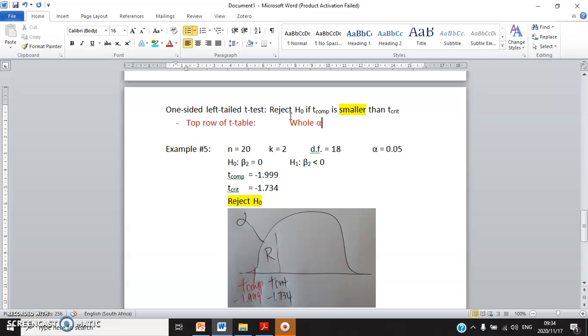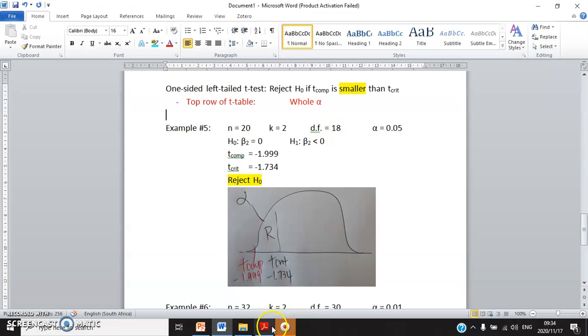one-sided right tail test. So for one-sided left tail test, we reject the null hypothesis if computed t-stat is smaller than the critical t-stats. And again, since it is a one-sided test, we have the whole alpha on left-hand side this time, graphically in the graphical sketch. And then for the top row of the t-table, when you look for the critical t-stat, the top row of the t-table gives you your full alpha.